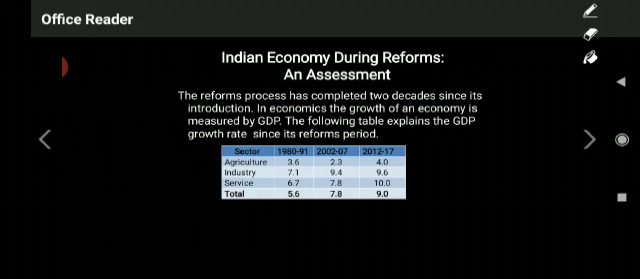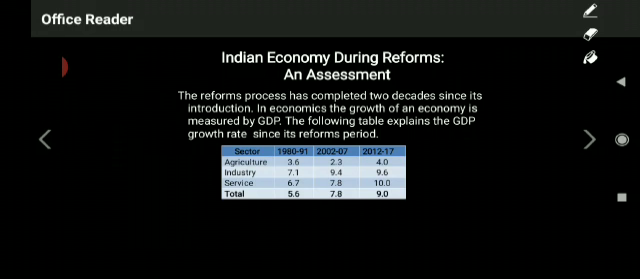In economics, the growth of an economy is measured by GDP, that is gross domestic product. As we know, in the economy of any country throughout the world, the growth of the economy is always calculated through its gross domestic product. If we look at the below table of GDP of the Indian economy during the reforms period to now, the following table explains the GDP growth rate since the reforms period. Okay, look at the table.